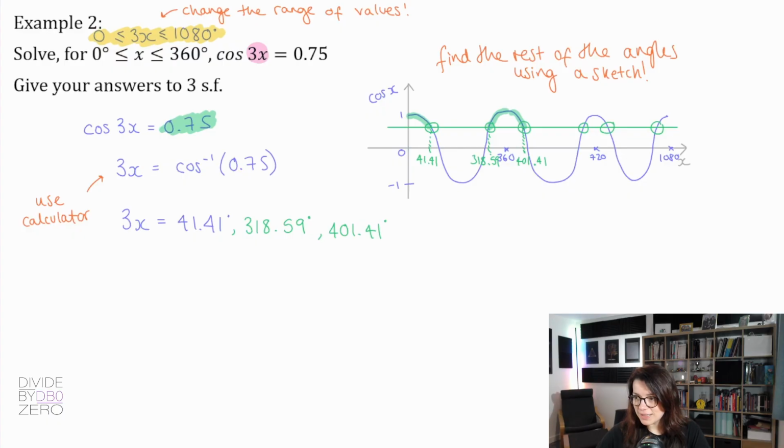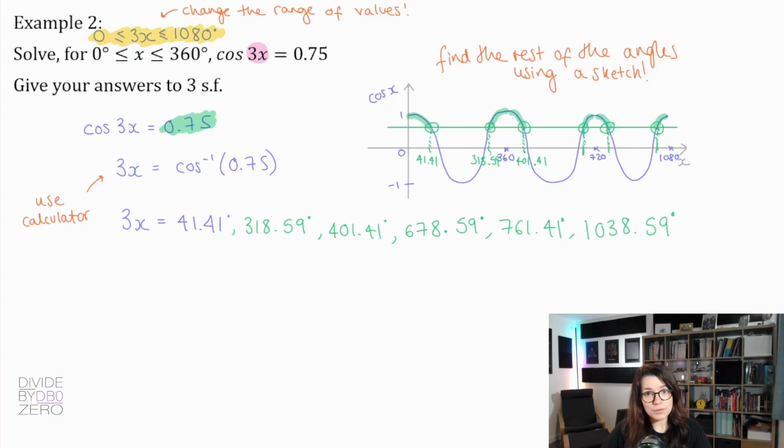You can do something similar for the rest of the angles. So this one would be 720 minus 41.41. This one is 720 plus 41.41. And then this one is 1080 take away 41.41. When you do that, you get all of these angles here. And as we could see from the sketch, there were 6 of them.